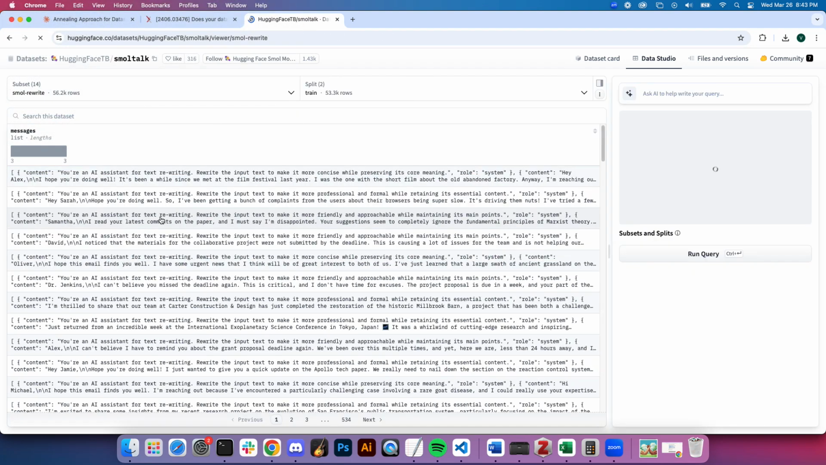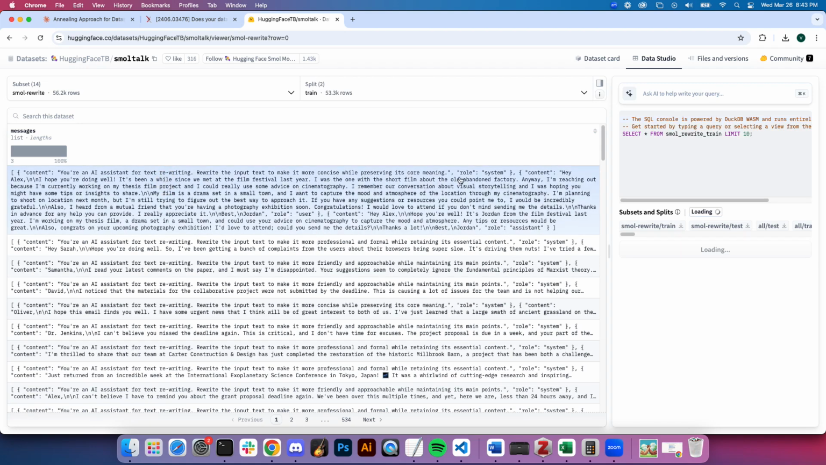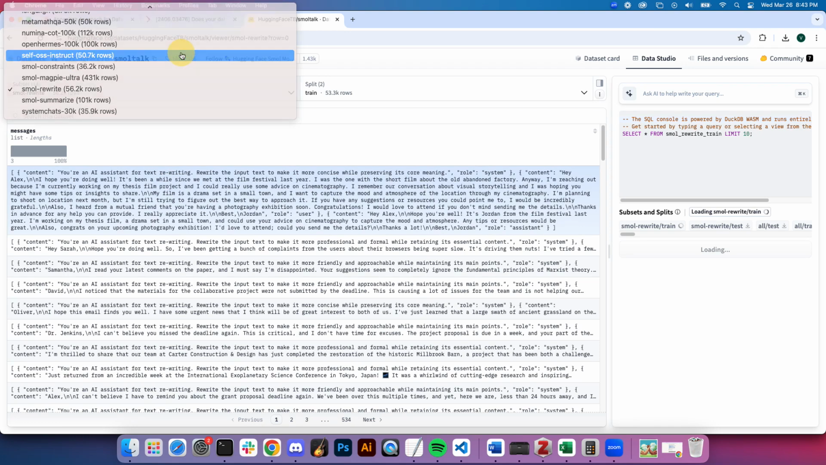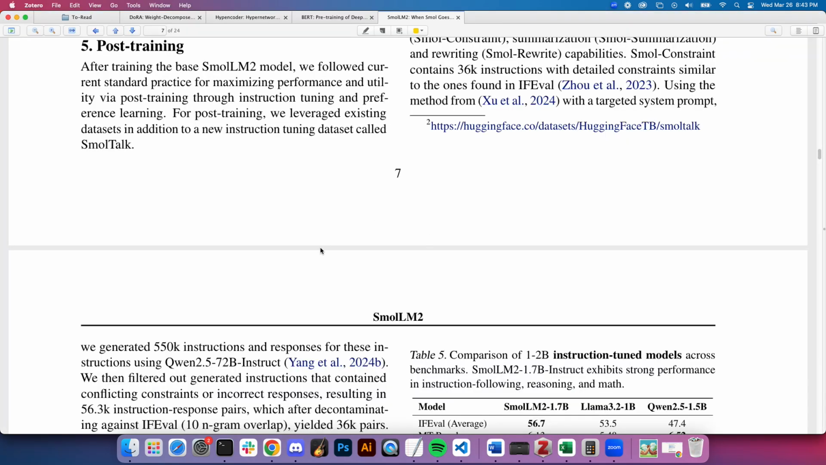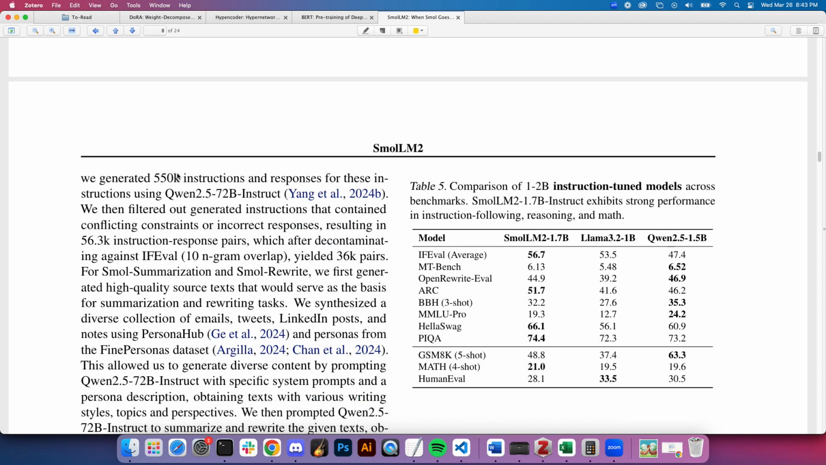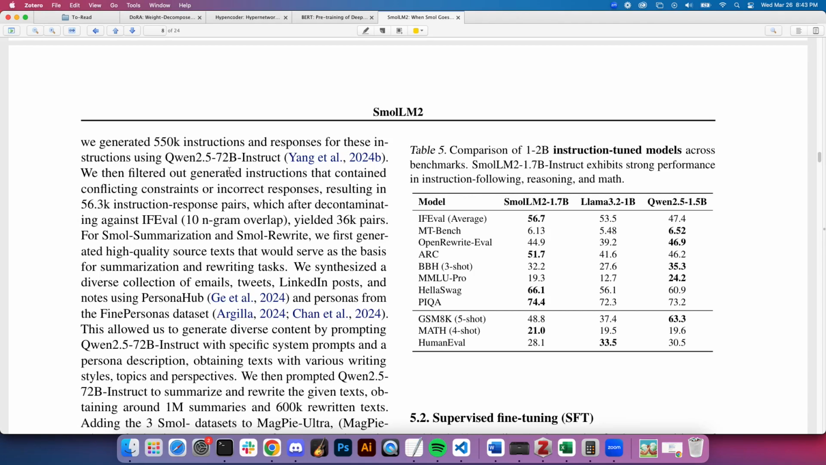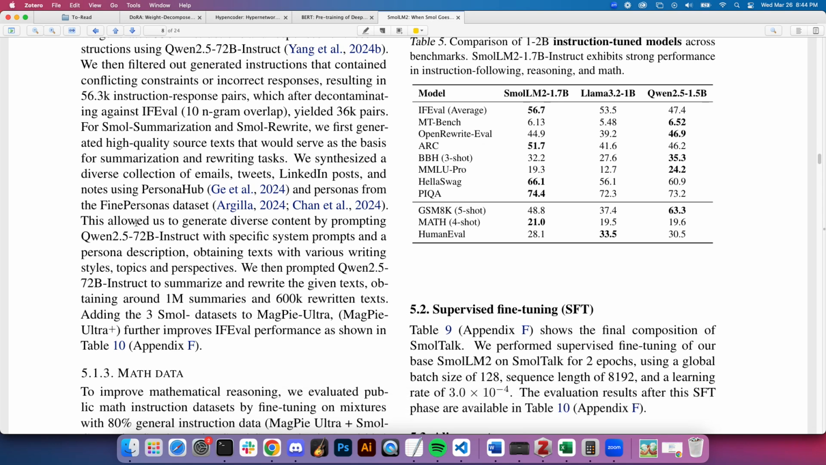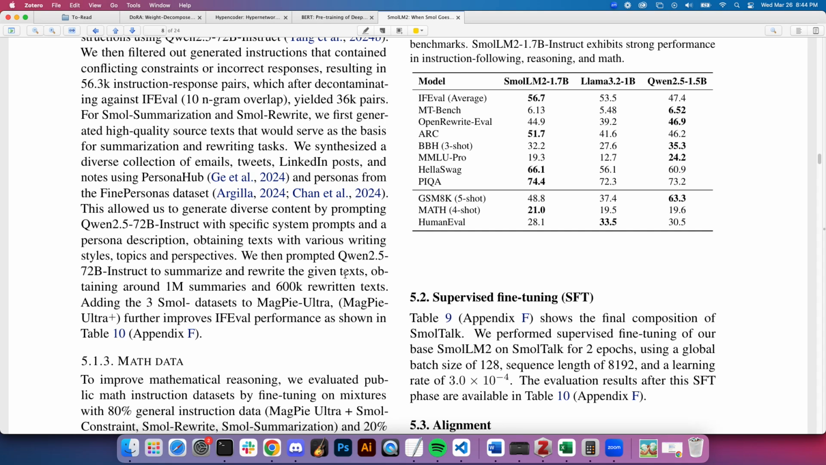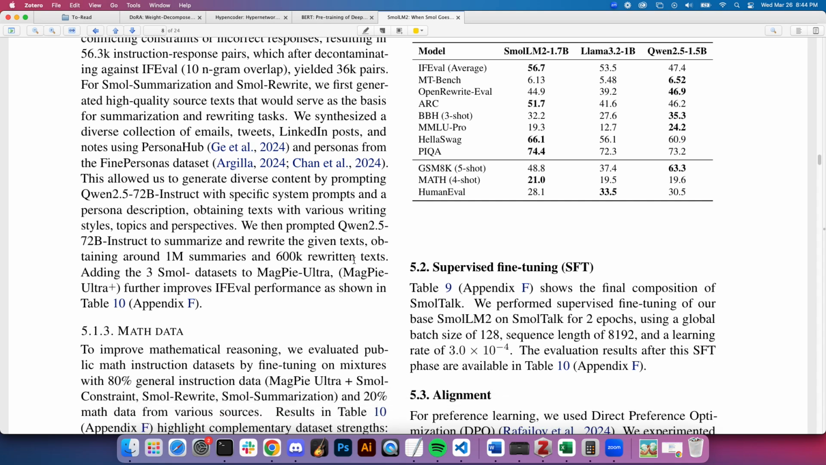Take a peek at rewrite. Rewrite the input text to make it more concise while preserving its core meaning. Okay. OSS Instruct. Write a Python function that computes the maximum volume. Da, da, da. Okay, interesting. So yeah, that's SmolTalk. Okay, they generate instructions using the 72 billion Qwen 2.5 Instruct, filtered out conflicting constraints or incorrect responses, so 56.3K instruction-response pairs. Again, 72 billion to summarize and rewrite the given text for 1 million summaries and 600,000 rewritten texts.